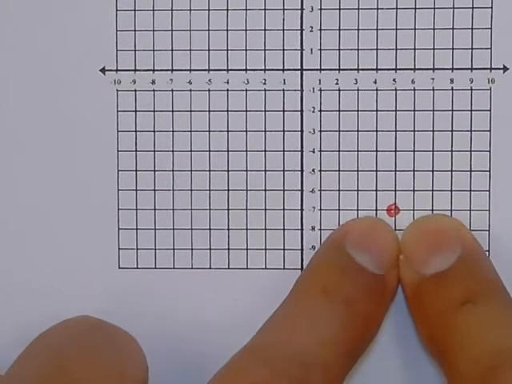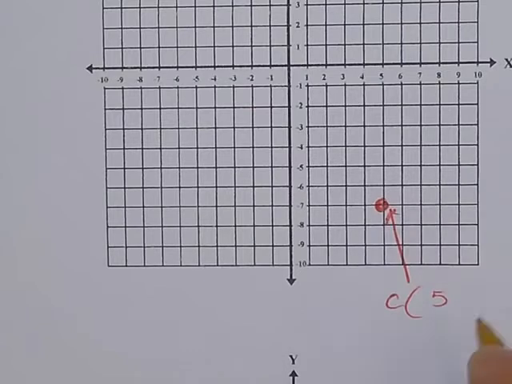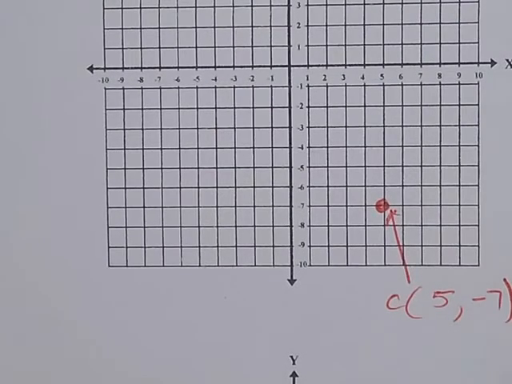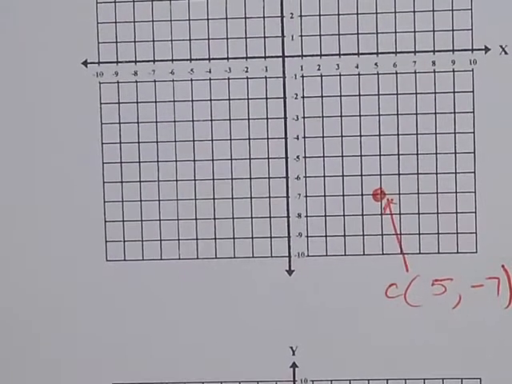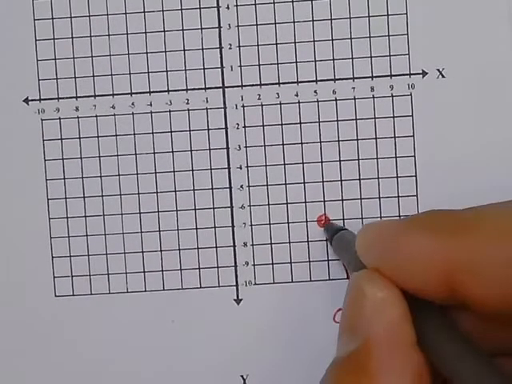5, 7? 5 on the x, negative 7. Everybody, you're gonna have to call out your own center or identify it correctly. 5 positive on the x, negative 7. Okay. You got to write it down, okay? Don't just have it in your head.